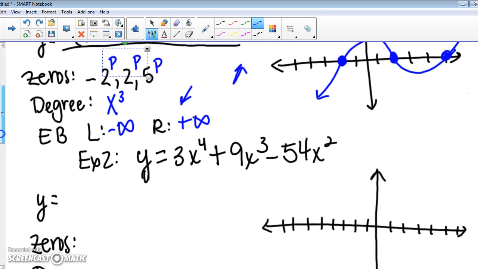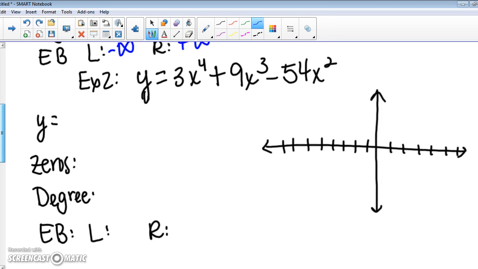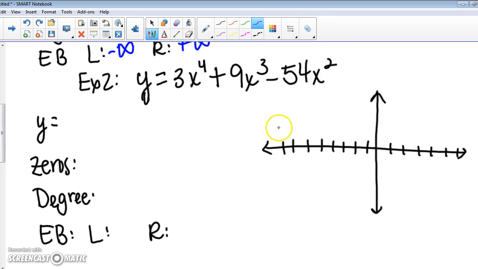Okay, you go ahead and see the second question. So you want to go ahead and write the second question. It's right here. Draw a line and go ahead and write zeros, degree, and behavior, and put your axes. I'll give you a minute or so to do that.